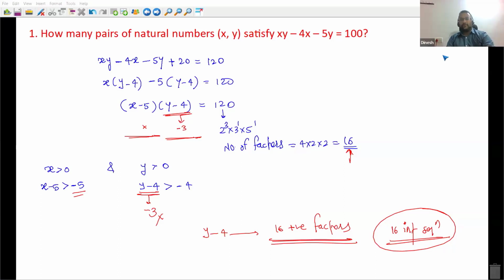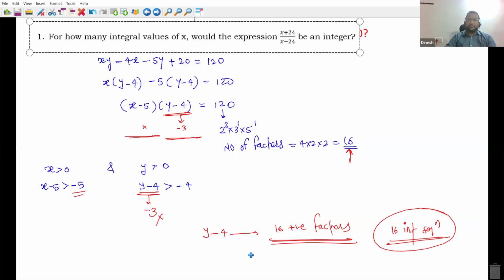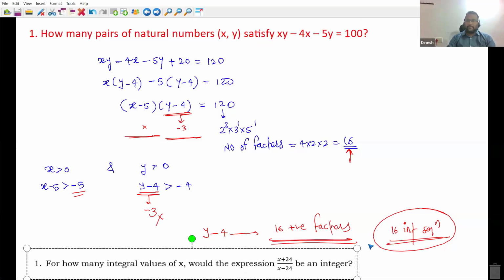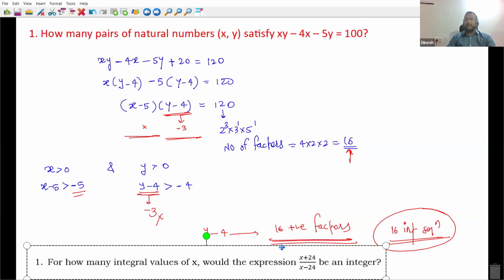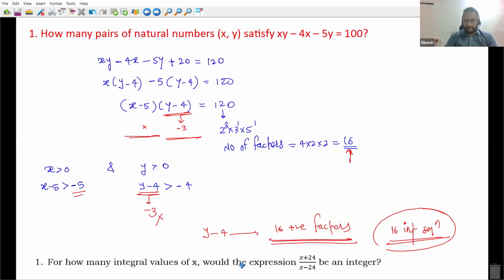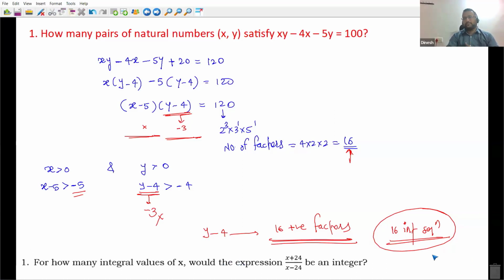Yes. One question from the last class is remaining. This one I gave you as homework. Anyone got the answer for this question? For how many integral values of x the given expression will result into an integer?